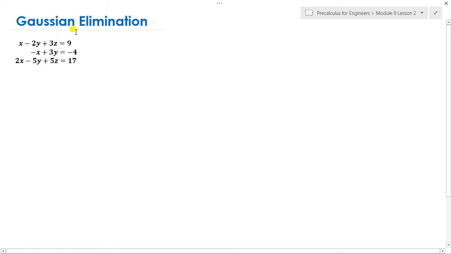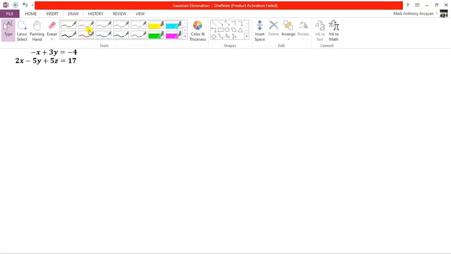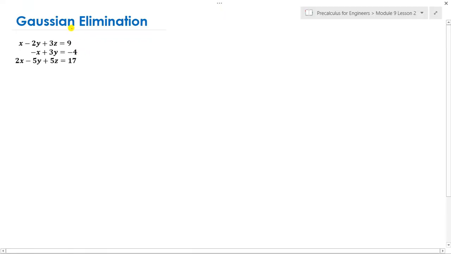So are you familiar with Gaussian? Like nag-discuss na ba ni sa inyong elementary, sa inyong senior high? Nakabot man Gaussian elimination? Wala. How about the others? Wala yun? Wala. Sige, dili na nato i-discuss.